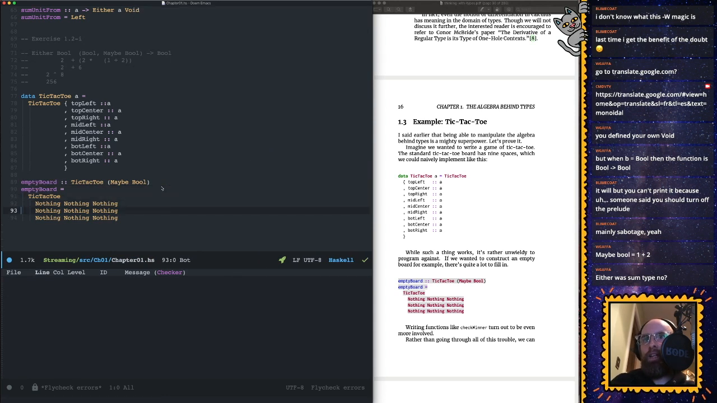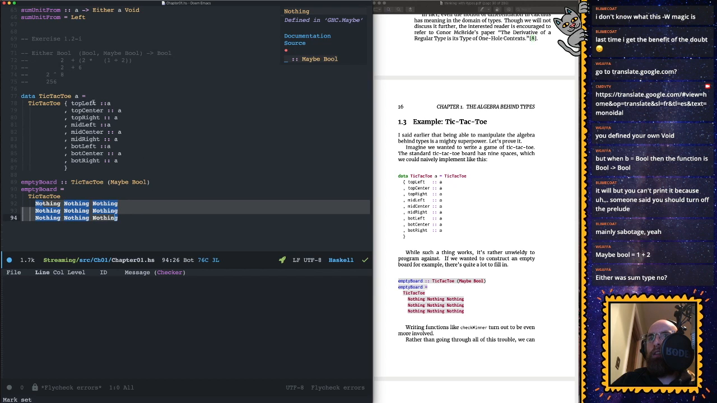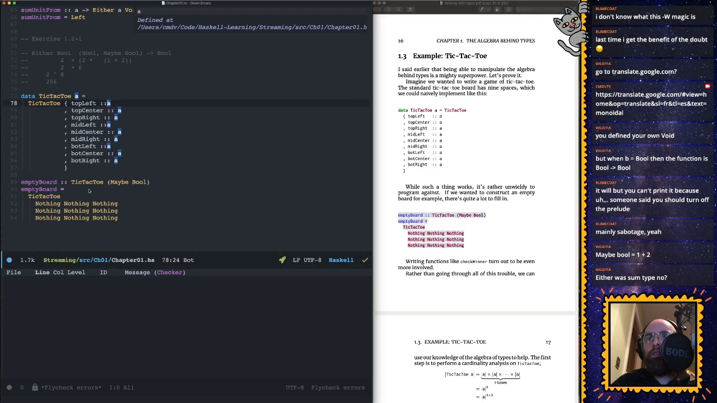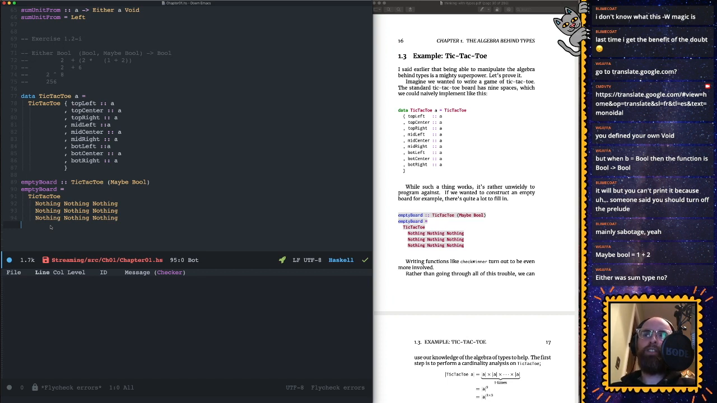That makes sense. Okay. So to create an empty board, tic-tac-toe has 9 constructors, so you have to pass 9 along. And yeah, it can be an A. Okay, that makes sense. So we're saying tic-tac-toe's A is maybe bool. So here it's maybe bool, and we're filling them all up with nothings. Which, yeah, it works, but it doesn't look good.